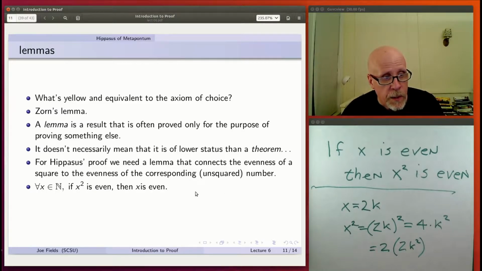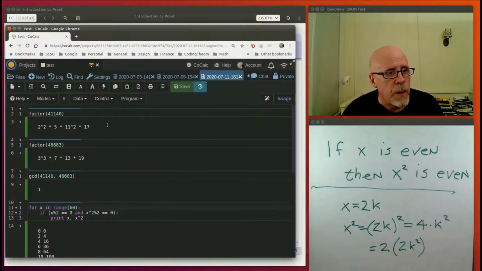So that's it set in symbols. For all x in the naturals, if x squared is even, then x is even. We explored it on a calculator. I could show you a CoCalc spreadsheet too.